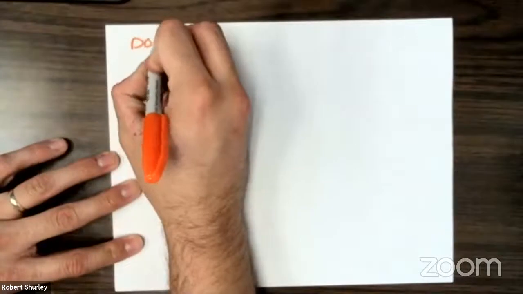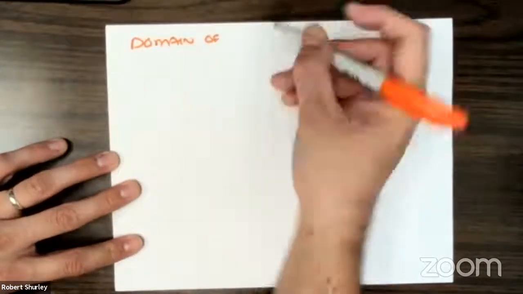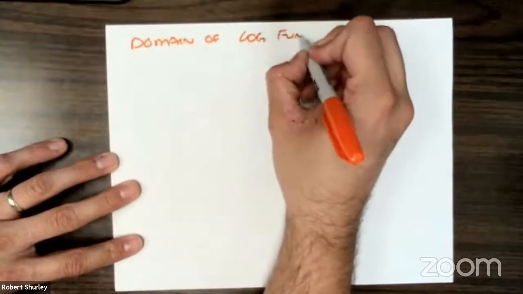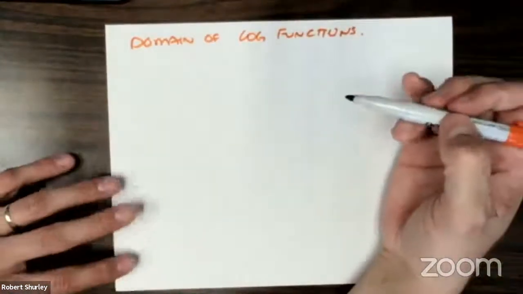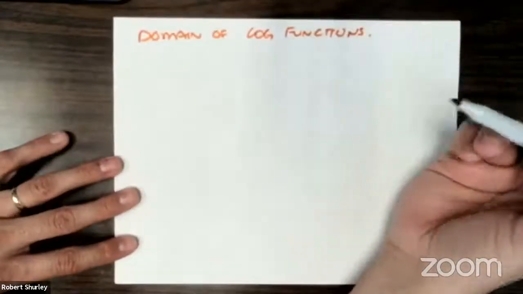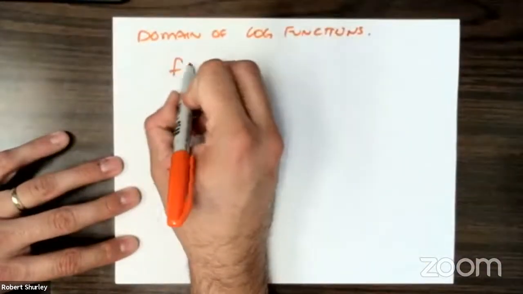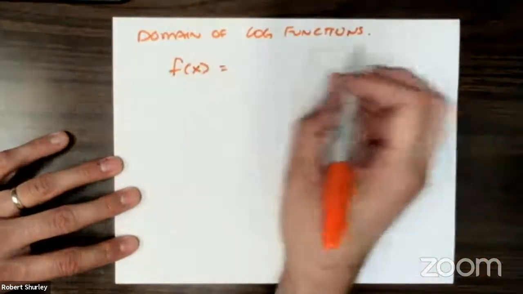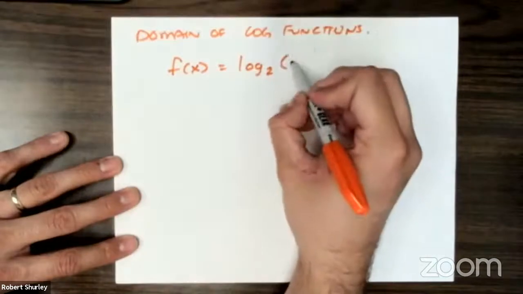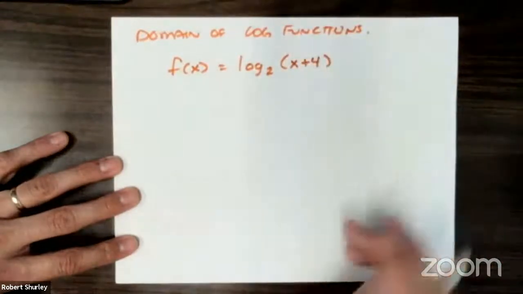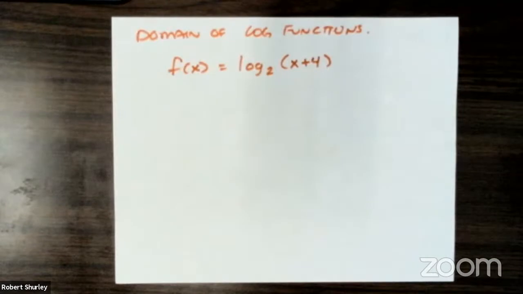Okay, so let's go on to the next topic, which is the domain of logarithmic functions. I said I would talk about this earlier when we were going over a function. Let's look at one of these that's written as a function. So it'd be f of x equals log base 2 of x plus 4, something like that. This would be a good example of a logarithmic function.